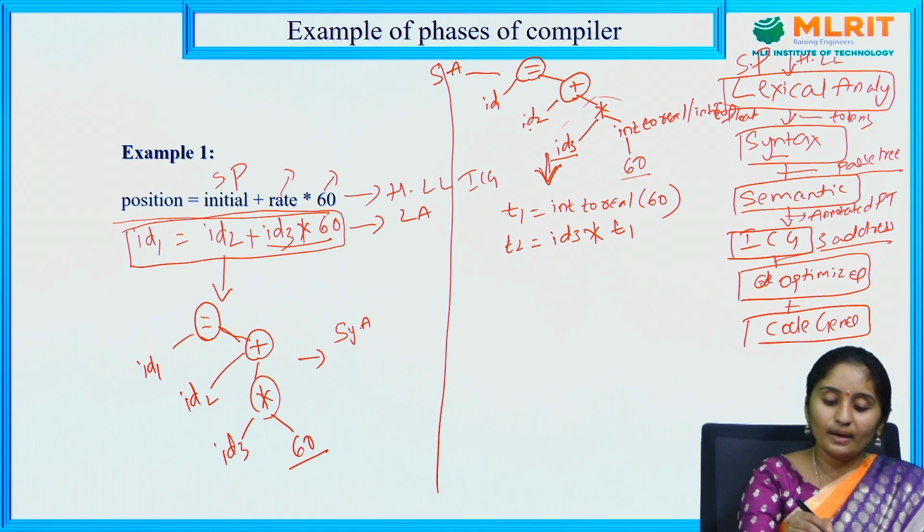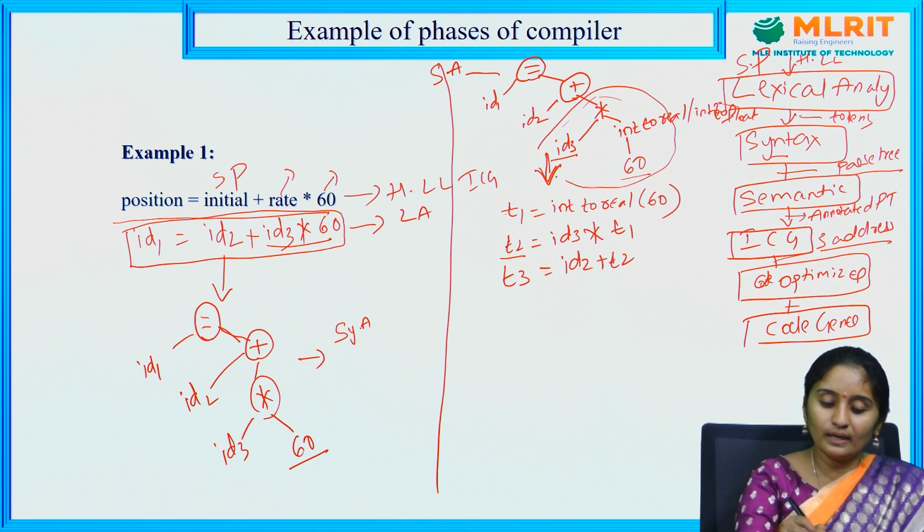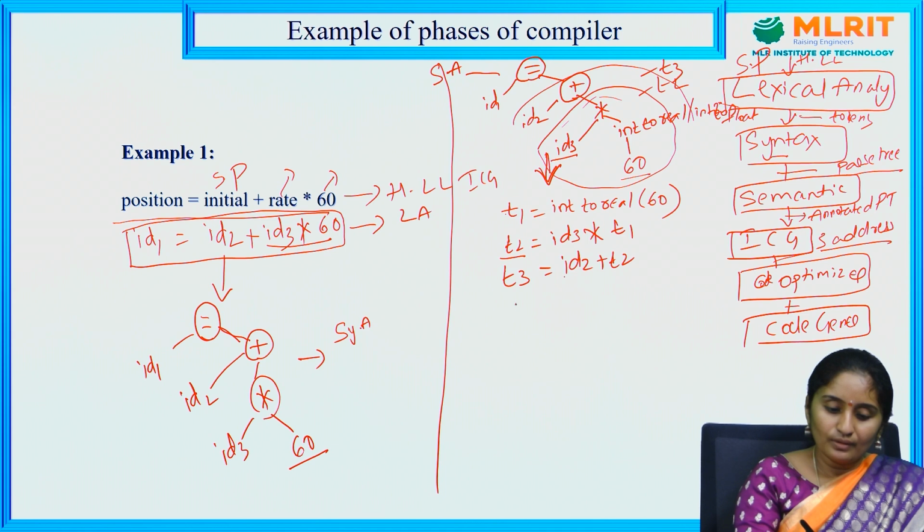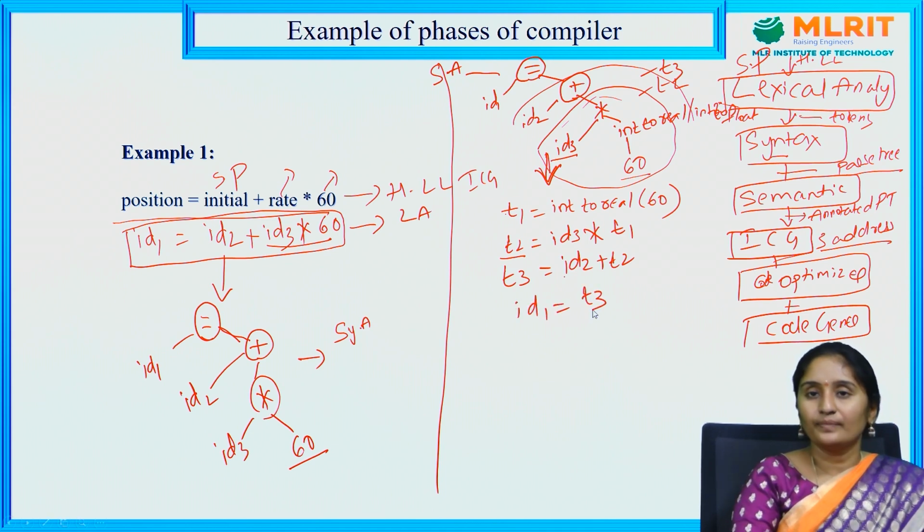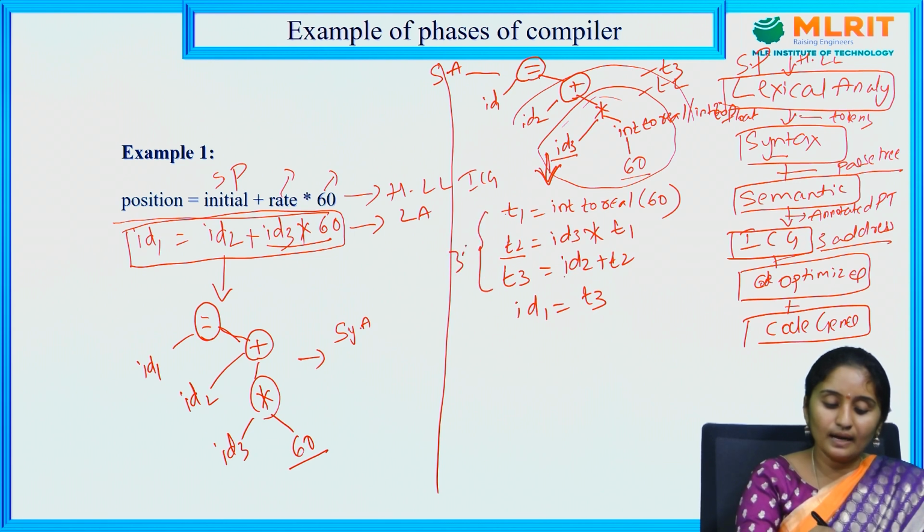So this part is completed. The next, what I am having, T3 is equal to id2 plus, where is it all stored, in T2. This whole is stored in T2. id2 plus T2. Now next, id1. This whole is stored where? In T3. So now we are going to assign id1 is equal to whole is there in T3. So this is nothing but the 3 address code.